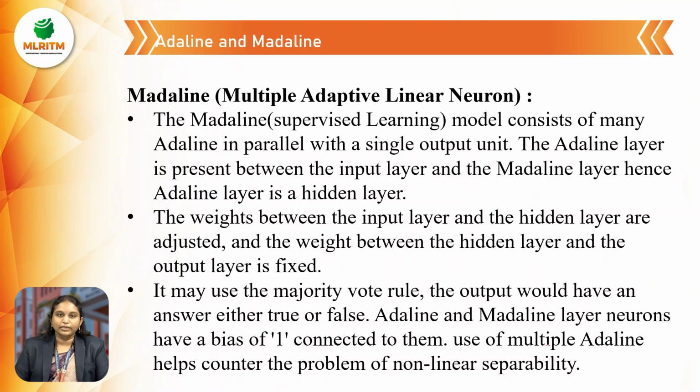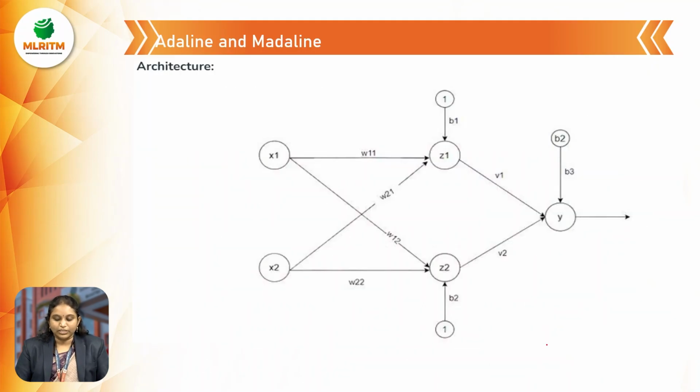The ADALINE and MADALINE layers' neurons have a bias of 1 connected to them, and it is going to have the problem of non-linear separability. This is a structure where we have x1 and x2 as the input, some biases b1 and b2, and hidden layers z1 and z2. We have the output layer, where we are going to get the output through yn.